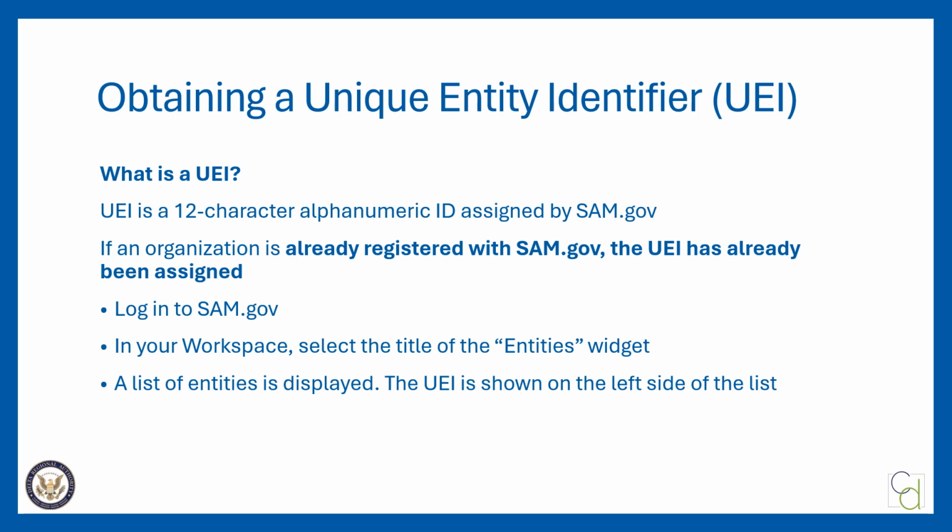As I just mentioned, applicants and subrecipients are required to have a UEI. The UEI is a 12-character alphanumeric ID that's assigned by SAM.gov. If your organization is already registered with SAM.gov, it already has a UEI. To get that UEI, log in, select the Entities widget, and you'll see your UEI on the left side. If your organization is not already registered with SAM.gov, start that process this week if you can.